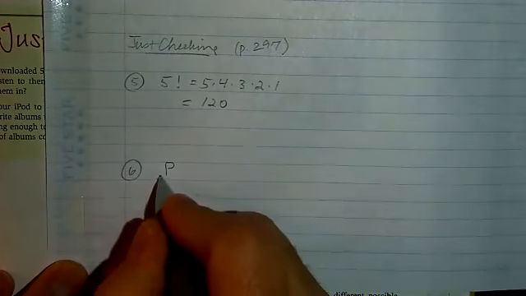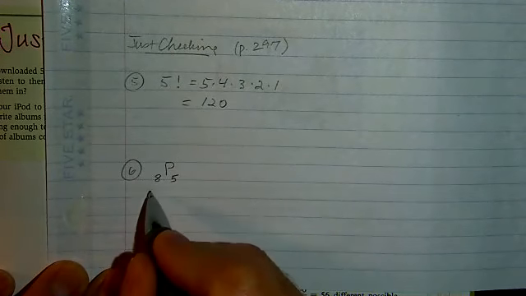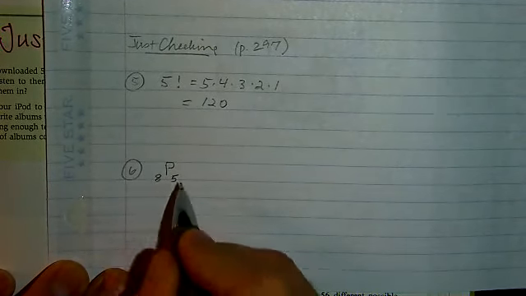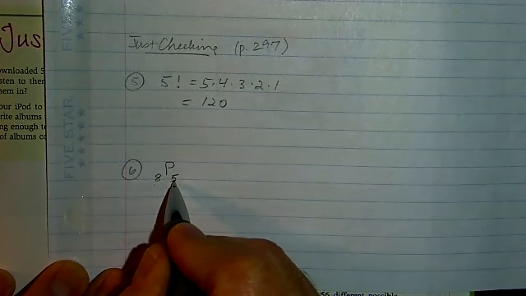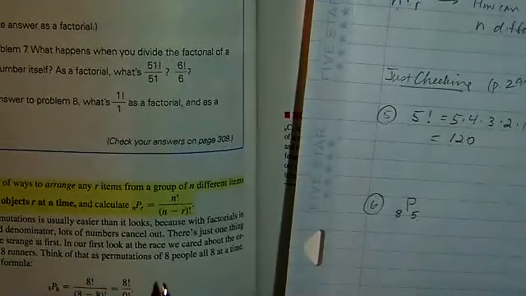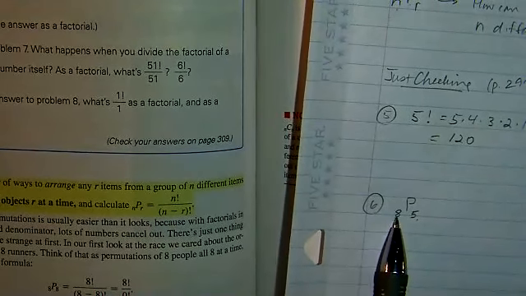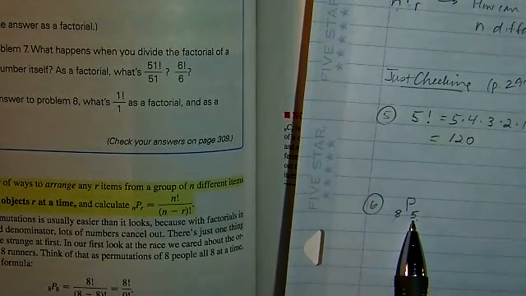And we have 8 items, and we're choosing 5 of them. So this is the total number of items I have. This is how many I'm choosing to listen to. In this case, albums, 8 albums, I'm listening to 5. Okay, so we go back to our formula over here on page 296. Okay, this is my N, 8 is N, and R is 5.